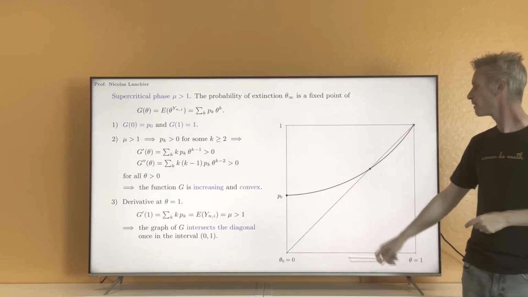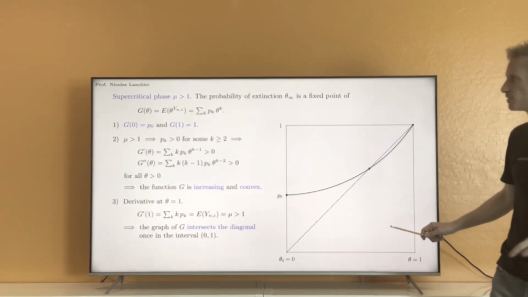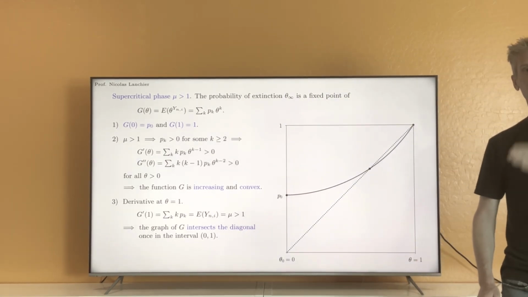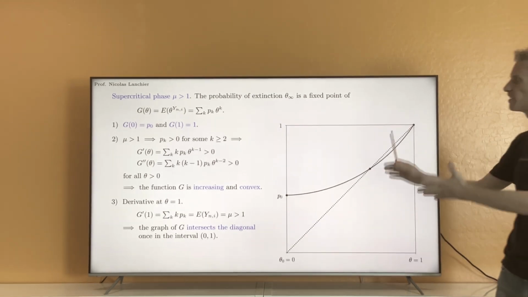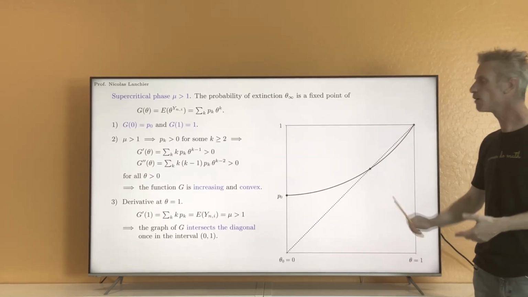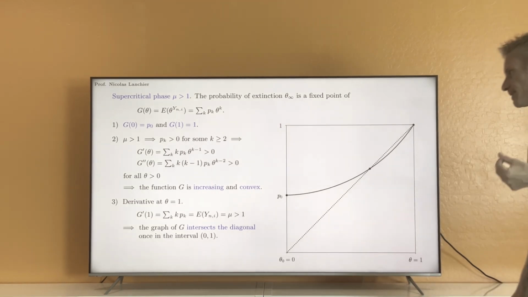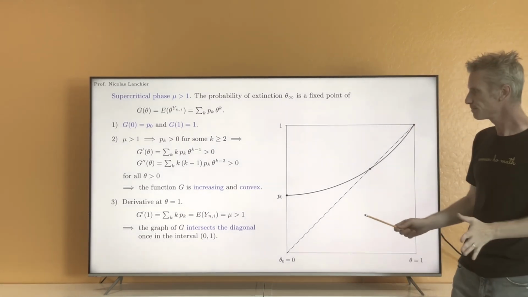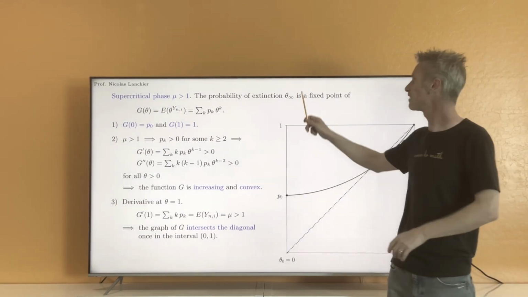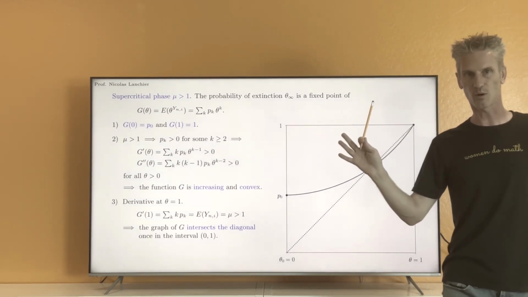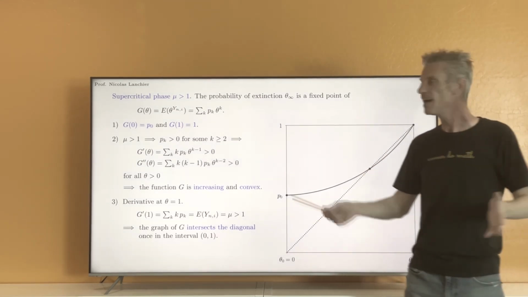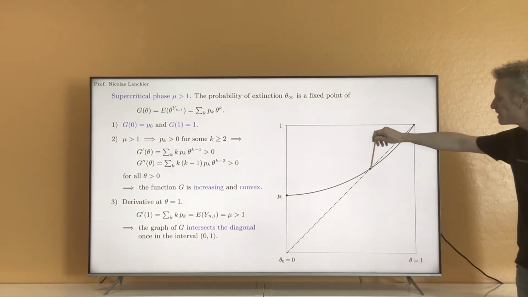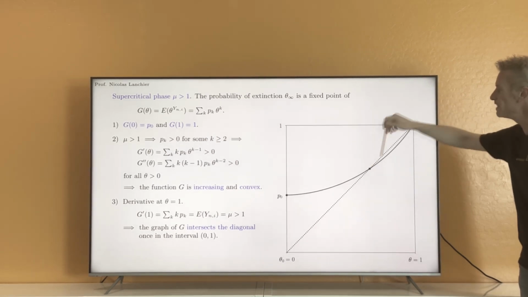Convexity shows that there cannot be more than one fixed point, but the derivative at 1 being larger than 1 says that there is at least one fixed point. And so combining the two, we have existence and uniqueness of a fixed point between 0 and 1. Right. So now, what we know so far is just that theta infinity is a fixed point of the probability generating function, and this fixed point is between 0 and 1. So that can still be this fixed point or this fixed point. So what is it?